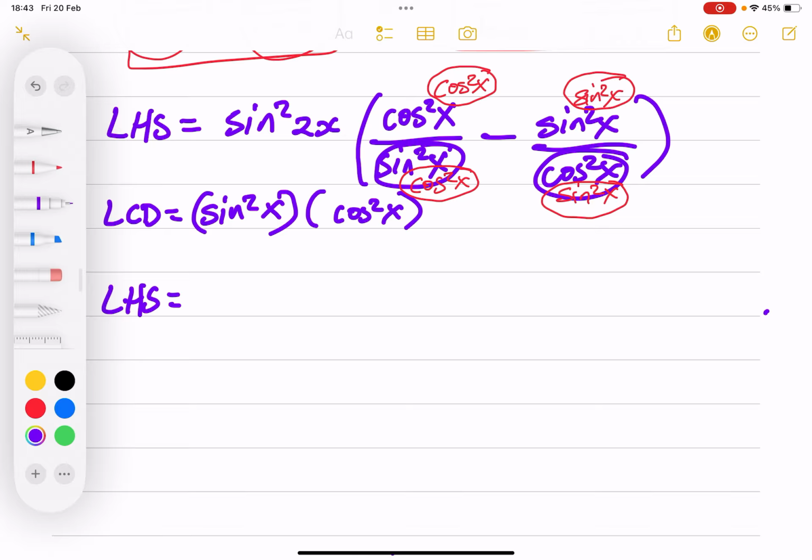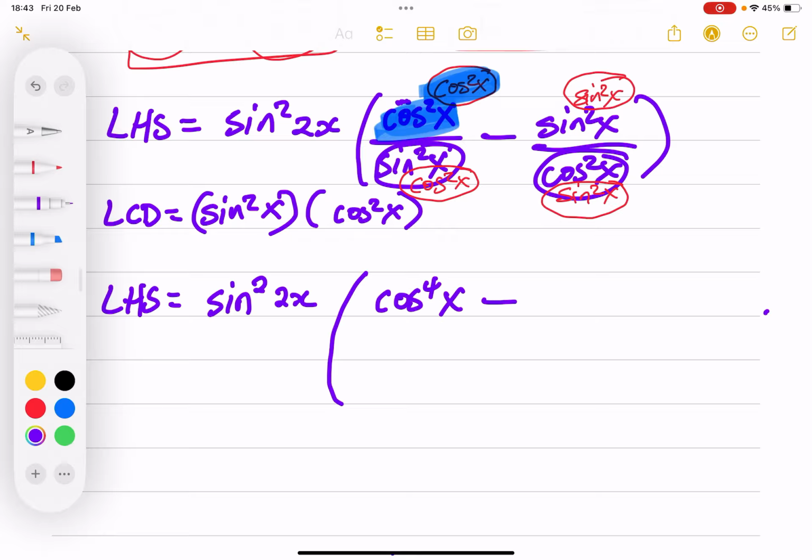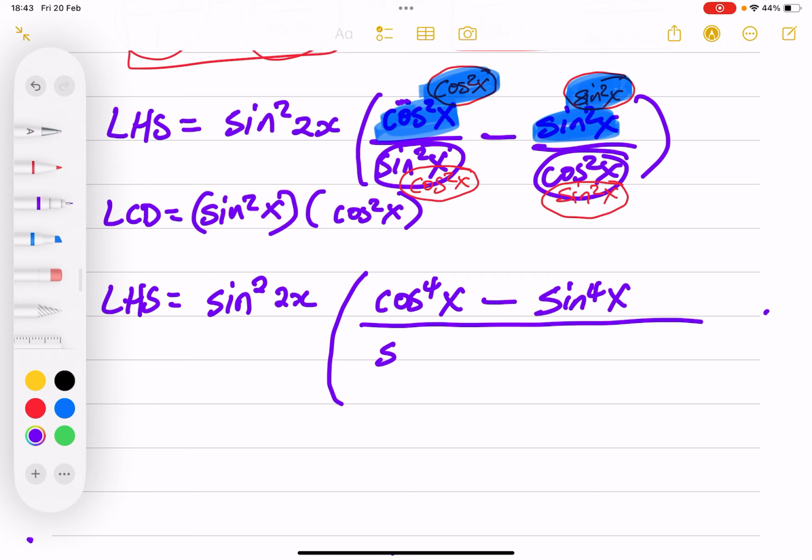And then now we have this. Outside the bracket is still sine squared 2x. In bracket I have a cos squared times a cos squared. It's cos to the 4x, minus sine squared times sine squared, that will be sine to the 4x, all over the LCD, which is sine squared x cos squared x.